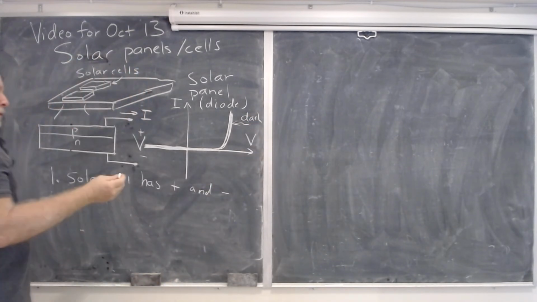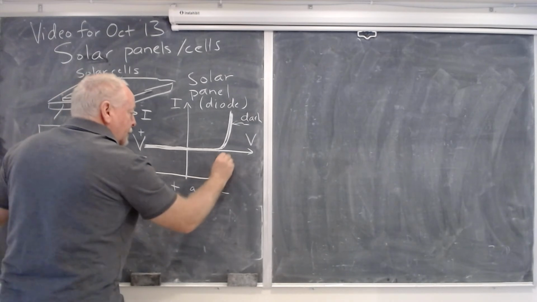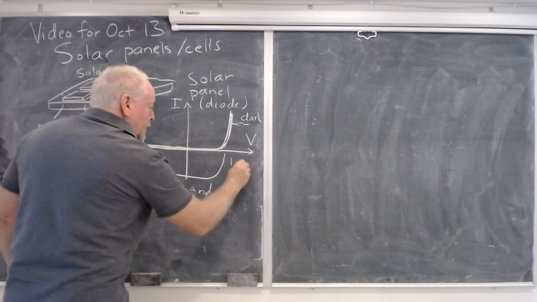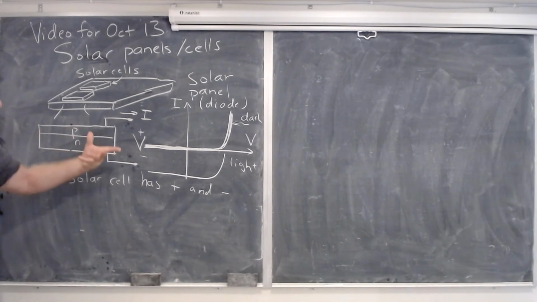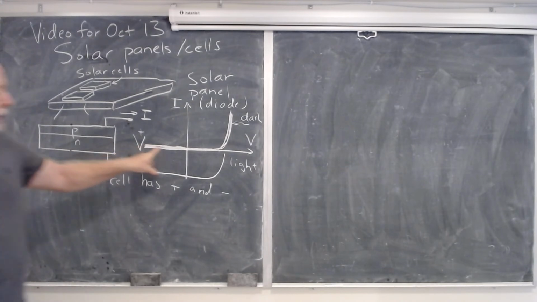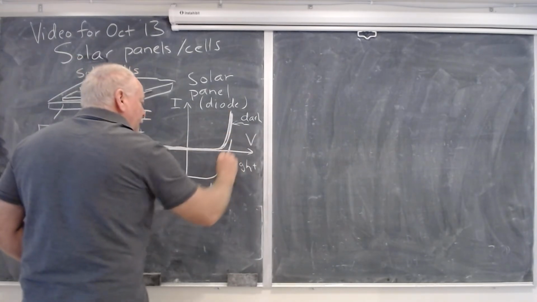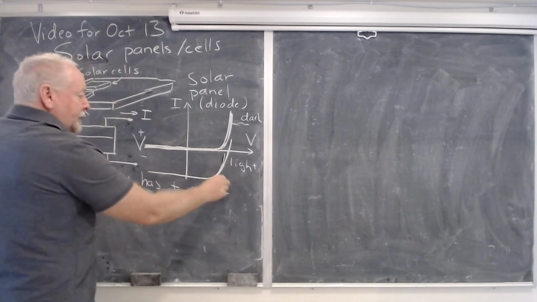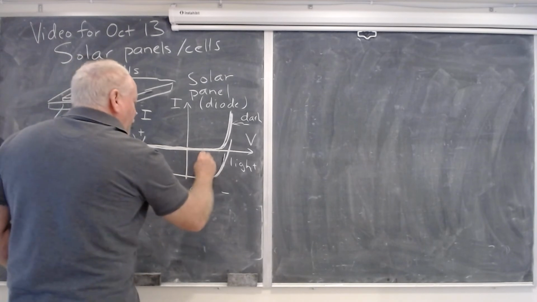And then what you will see is that in the light, it looks like this. So if I take a solar panel and I measure the current voltage relationship in the dark, I get this characteristic. And if I measure it in the light, I get this characteristic, where it's just simply been shifted down by an amount called I sub L.